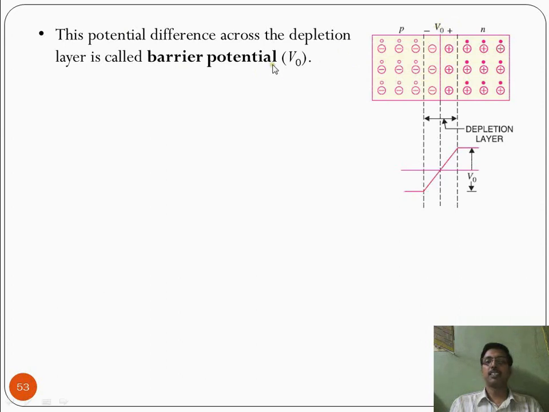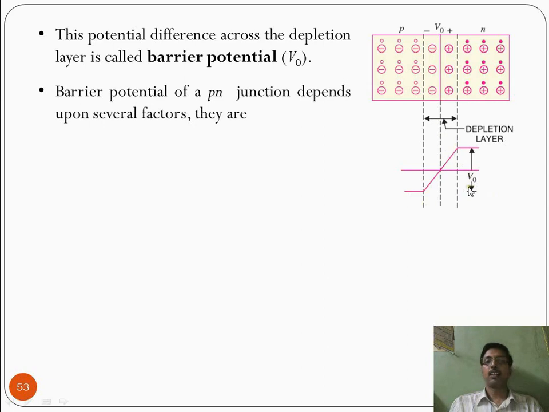Already we have seen that the barrier potential is represented as V naught here. This is the depletion region and its potential is V naught. The potential difference between this negatively charged ion and positively charged ion is known as V naught.